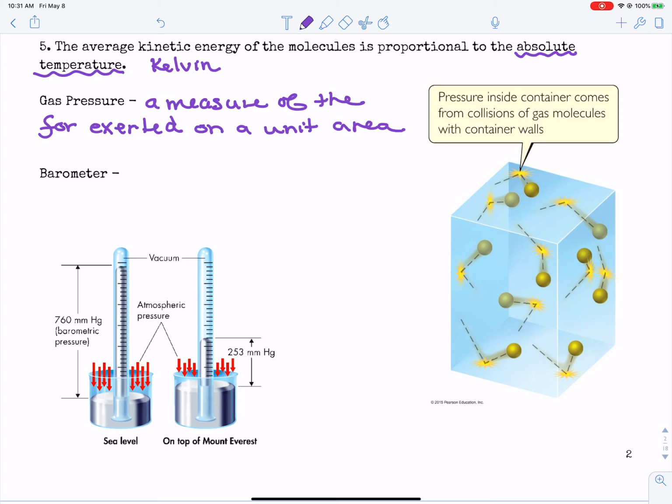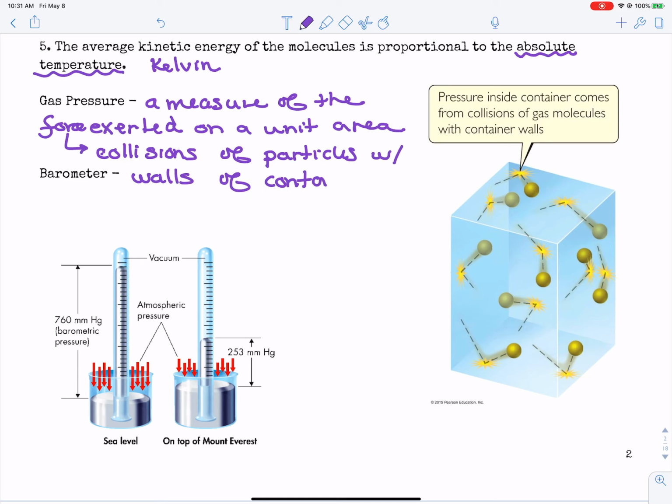And what is this force? The force is when the particles collide with the walls of their container. The collisions of particles with walls of container. And look at this picture right here. This is demonstrating, if the molecules were large enough to see, this is what we would see. The pressure inside a container comes from the collisions of gas molecules with the container walls.